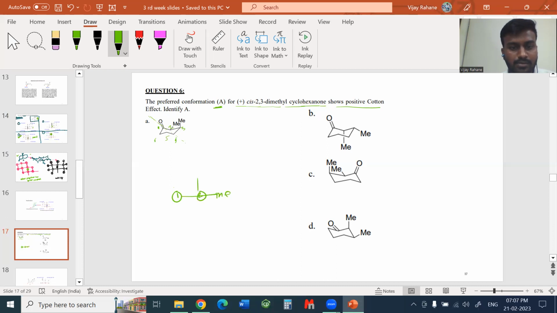Here at 2, at 3 position, and on the right side, the 6 atom attached. Here 5, 4, 3, right? At 3 at axial position, this methyl is attached, and the second methyl is attached to 2, which is at equatorial, right?